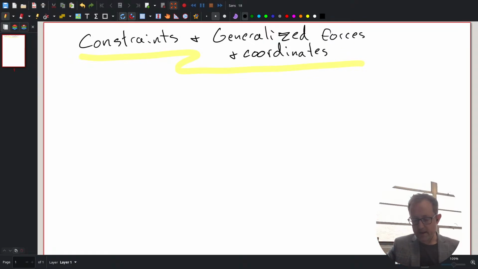I wanted to talk about constraints and generalized forces and also generalized coordinates. Let me double check this.